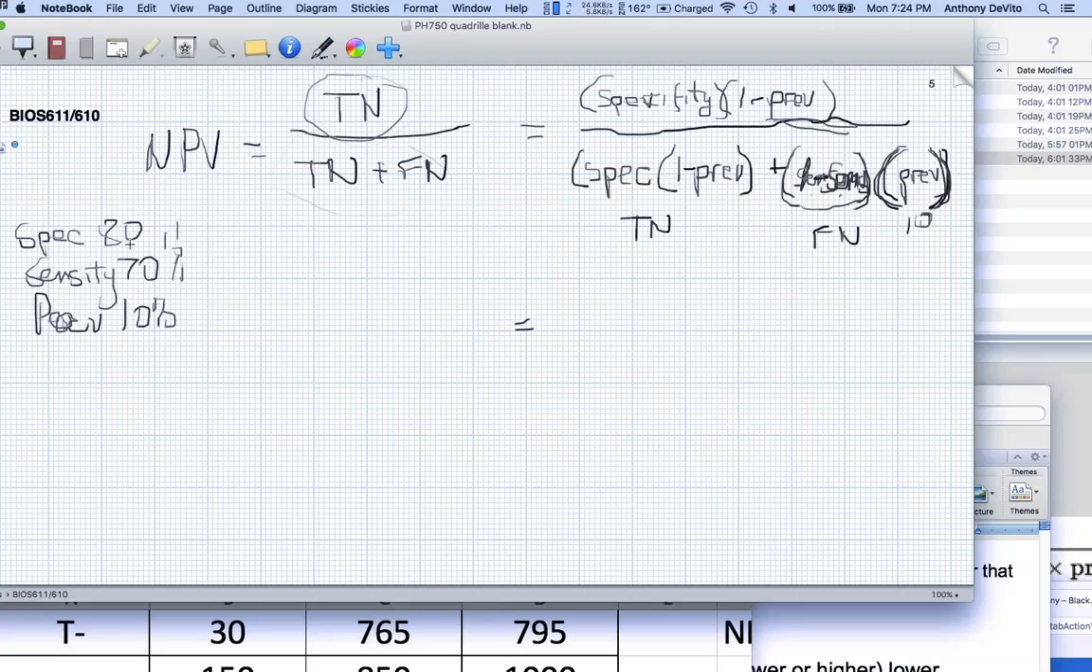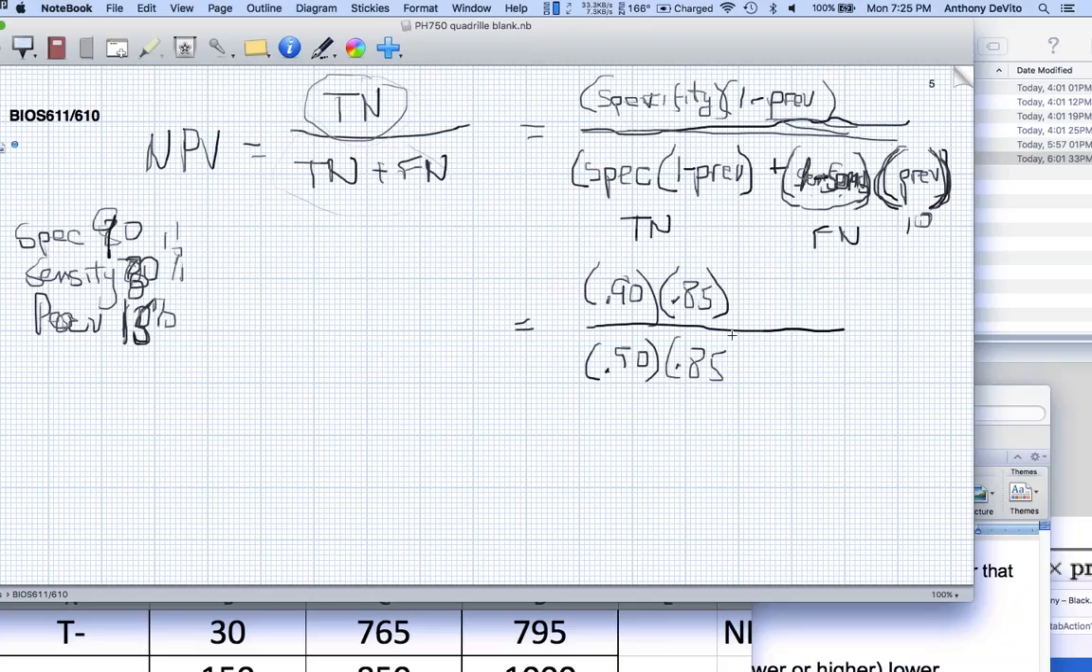Okay, so let's say the specificity was 90%, sensitivity was 80%, and the prevalence was 15%. That's what we had before, right? Let's figure this out. What percentage of the population are going to be true negatives? That's the specificity times 1 minus prevalence. The specificity is 90%, times 0.85. These are our true negatives, and the true negatives count down here too for the total negatives. Plus 1 minus the sensitivity, which is 0.2, times the percentage of people in the population that actually are positive. 20% of the time we're going to get it wrong and say they're negative. So the prevalence is 0.15.